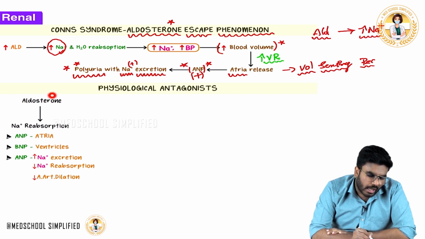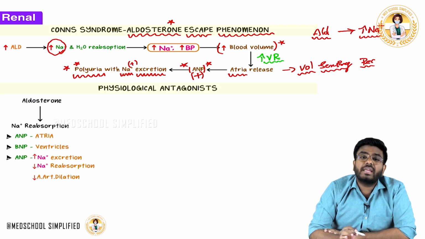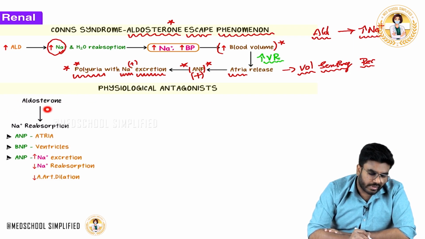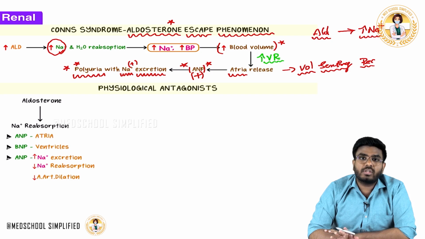Now we can say that aldosterone is trying to reabsorb the sodium, while atrial natriuretic peptide is trying to throw the sodium out of the body. So exactly opposite action. So what are the antagonists? Aldosterone is a physiological antagonist of atrial natriuretic peptide. Aldosterone increases sodium reabsorption. Atrial natriuretic peptide, which is produced from the atria, excretes the sodium out of the body.